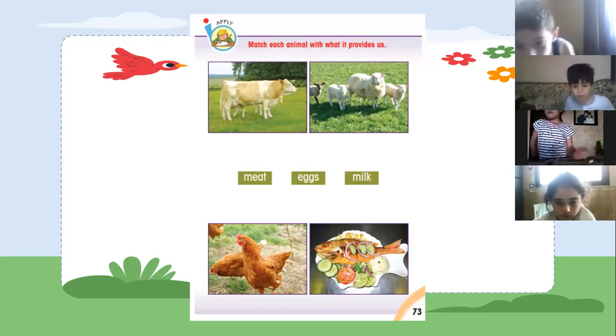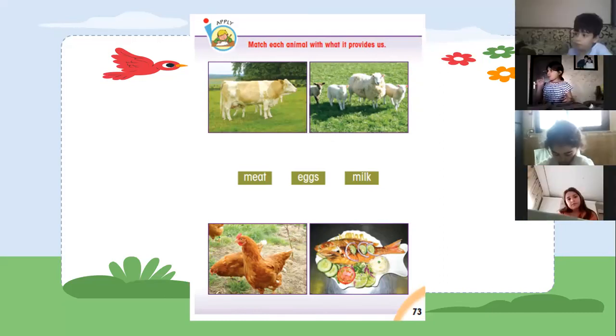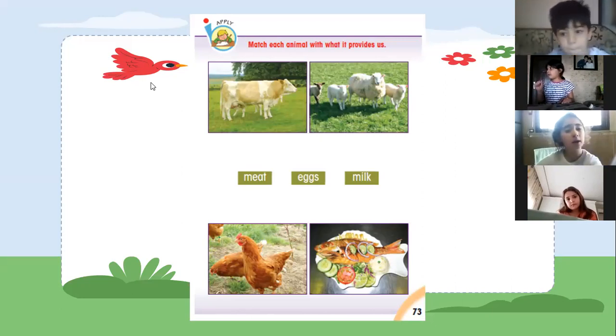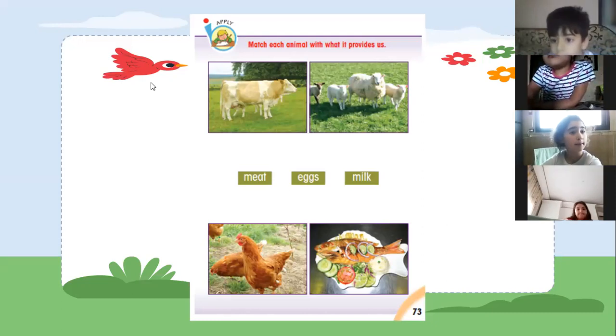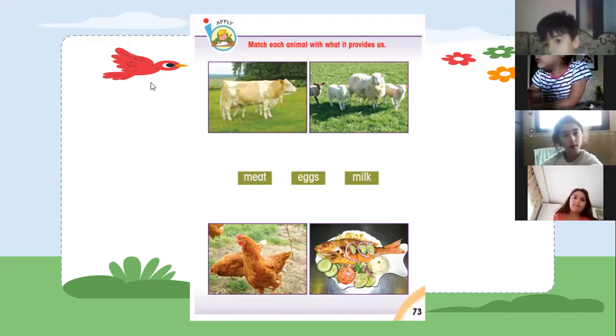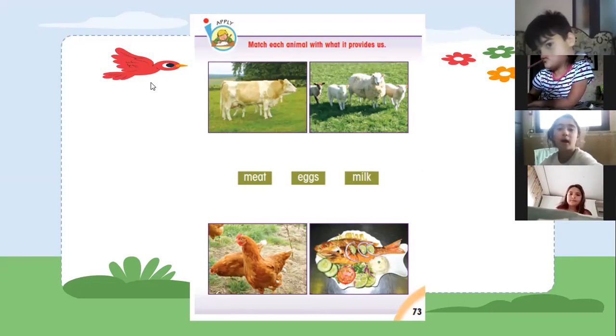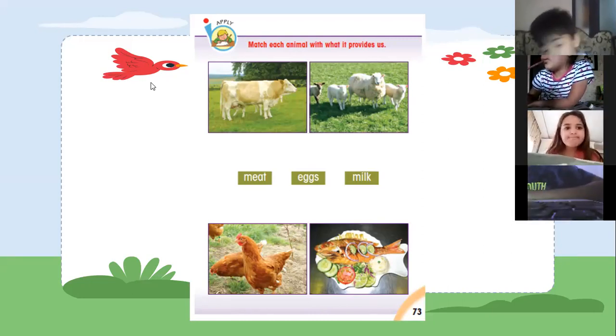Are humans mammals or reptiles? Mammals. Why? Because they feed their babies milk. They hold their babies inside their body. Okay. Kareem, you're going to ask Ali Jaafar.